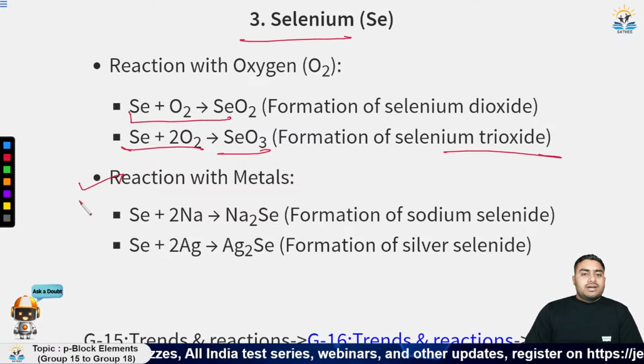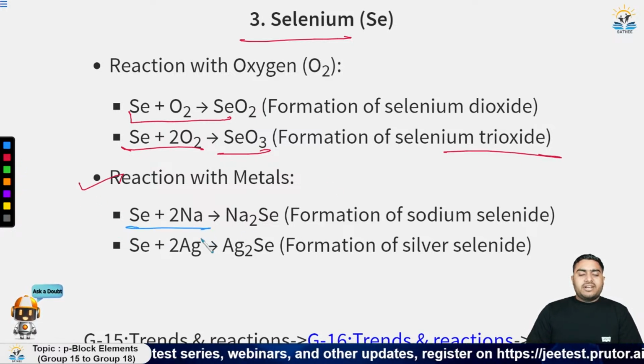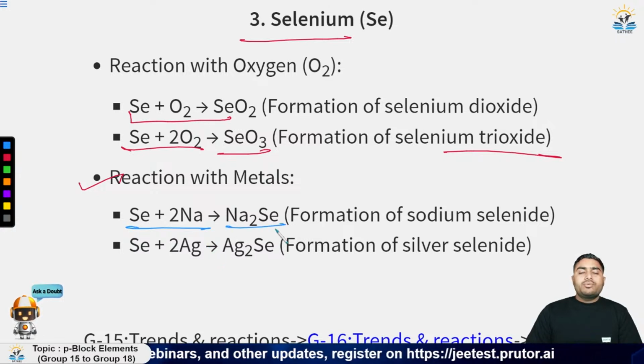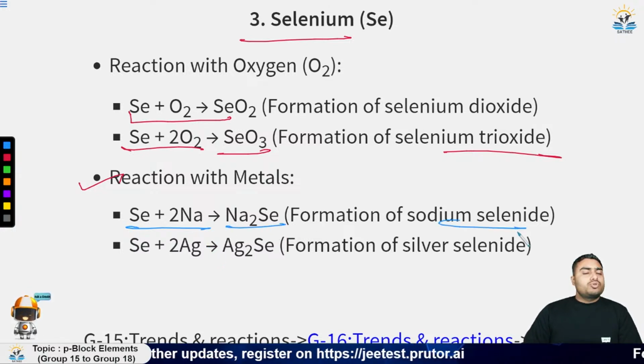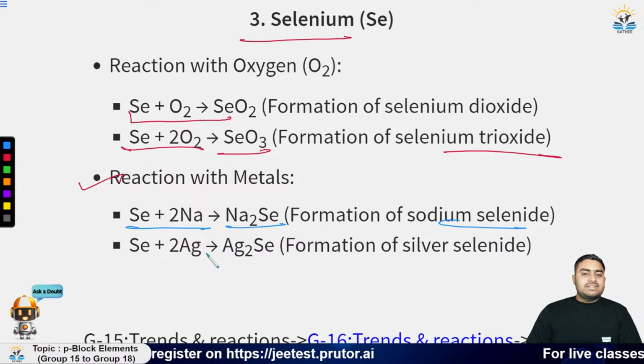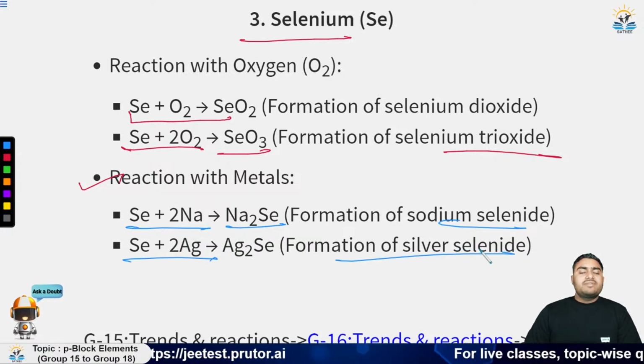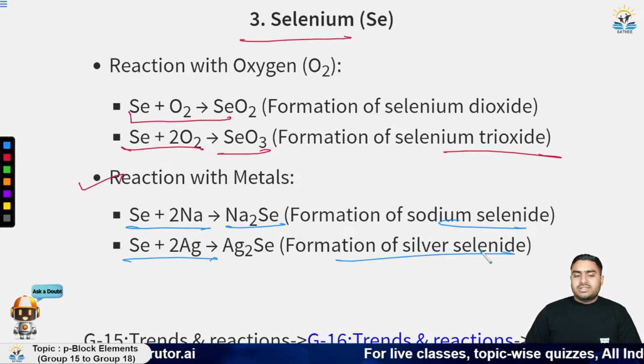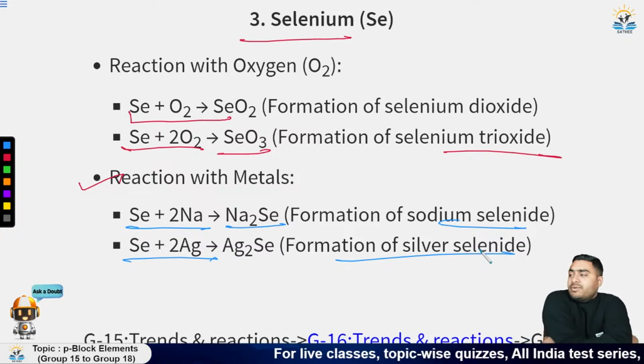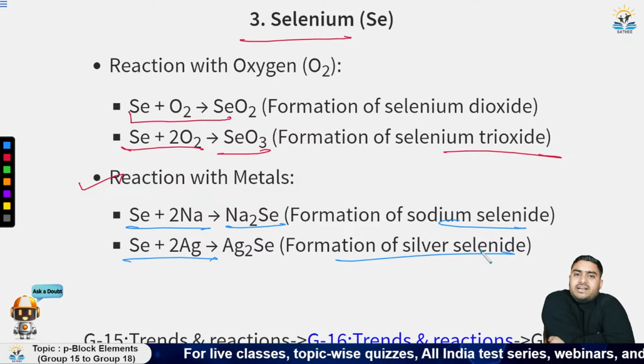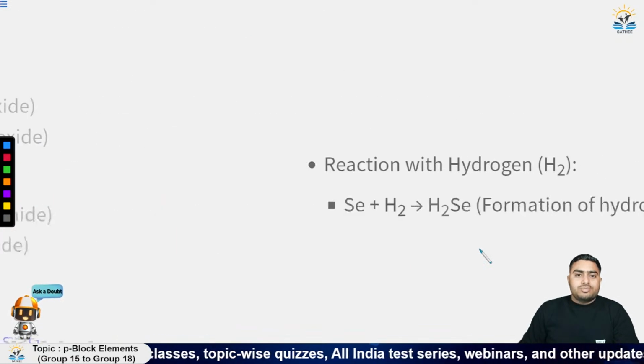Reaction with metals. You can see selenium when treated with sodium metal will form Na2Se, which is the formation of sodium selenide. And similarly, Se plus 2Ag, which is the formation of silver selenide, it will form Ag2Se. Similarly, K2Se can be formed. Okay, I hope this is clear. This is very interesting. These are the reactions of selenium.